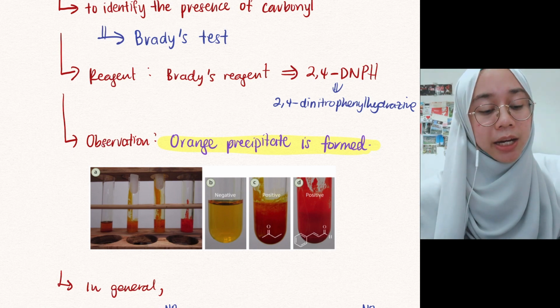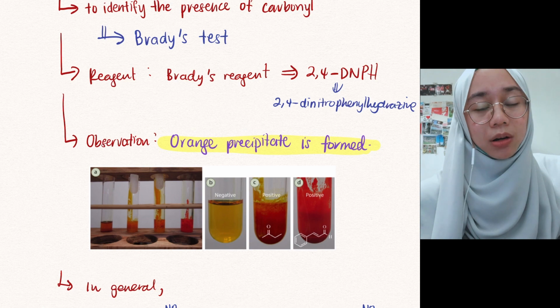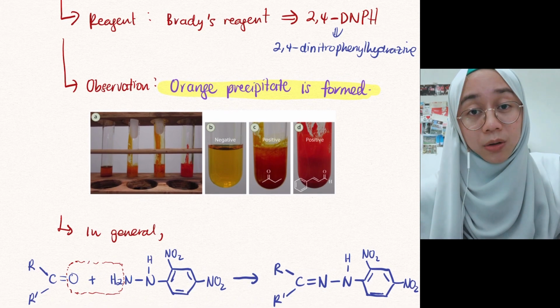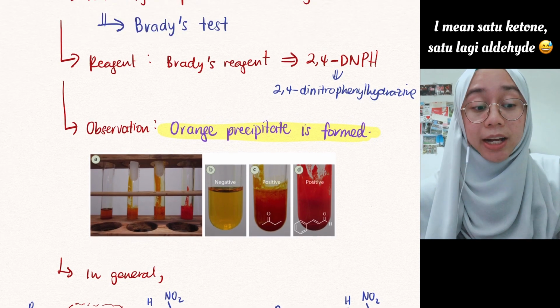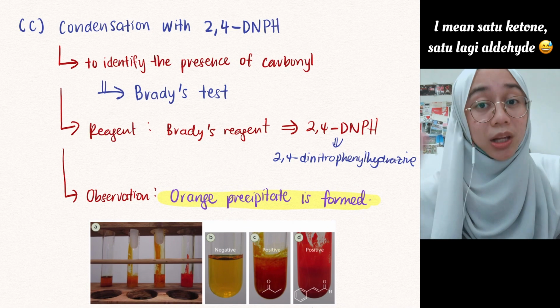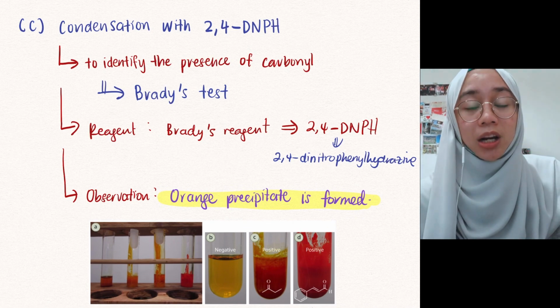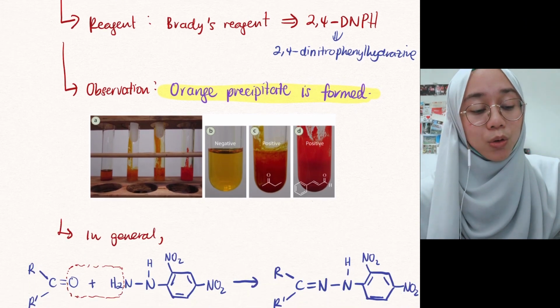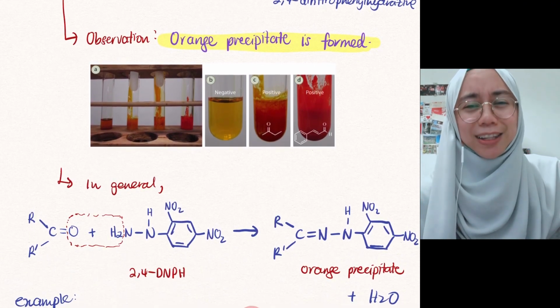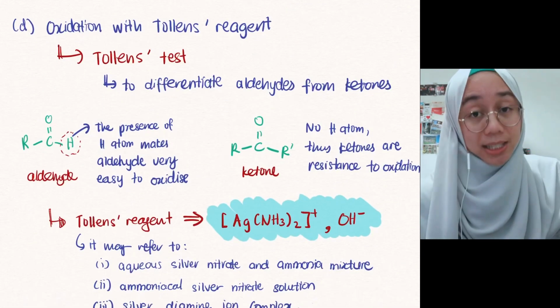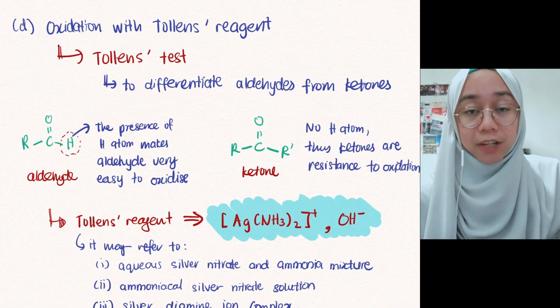Tapi kalau untuk carbonyl compound, so dia akan jadi positif. Okay? Tapi kalau kamu diberi satu keton, satu aldehyde, bolehkah kita guna Brady test? No, tak boleh. Okay? Kenapa tak boleh? Sebab nanti dua-dua akan bagi positif. So kalau kamu dapat satu keton, satu aldehyde, so kita gunalah Tollens test ni. Okay, sebab satu akan bagi positif, satu akan bagi negatif.